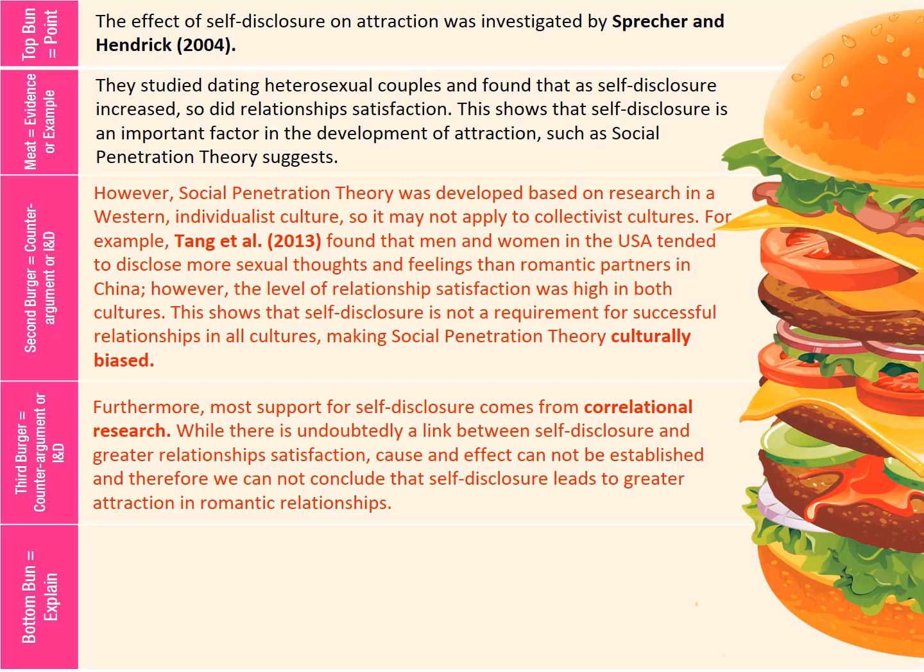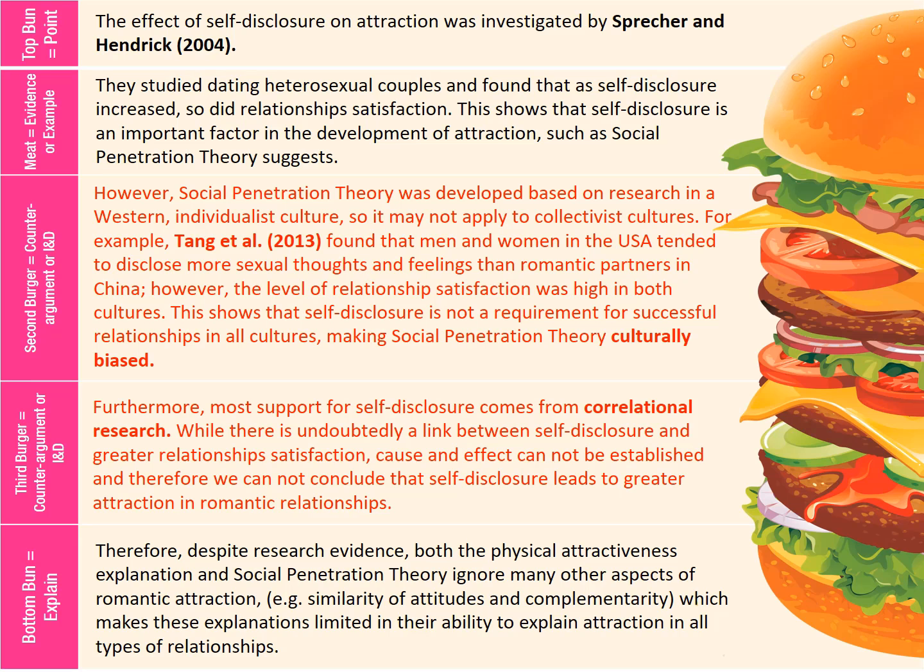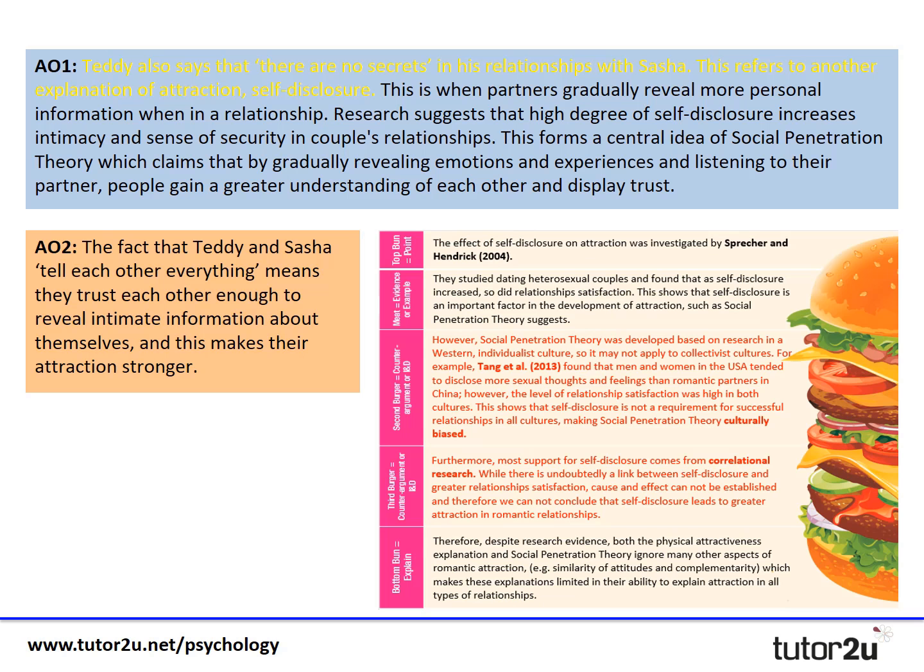The beauty now with this paragraph is I can completely turn that around. While I'm saying there is research support, look how I've concluded. I've said how, despite the research evidence, both the physical attractiveness explanation, which we looked at first, and social penetration theory ignore many other aspects of romantic attraction, which makes these explanations limited in their ability to explain attraction in all types of relationships. Let's now put that back in on the end, and you can see how nicely we've got that really extended and well developed evaluation paragraph at the end of this essay.